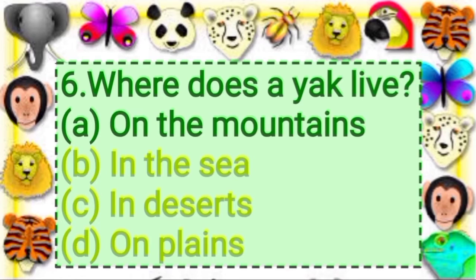So as you know, different terrestrial animals live at different places, like the polar bear lives in the polar region, the camel lives in the desert, like that the yak lives on the mountains.